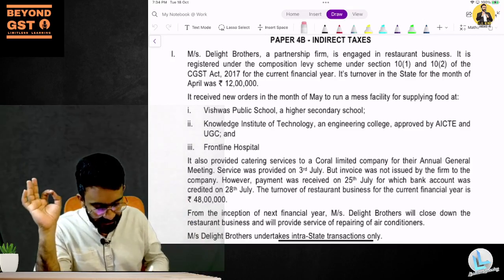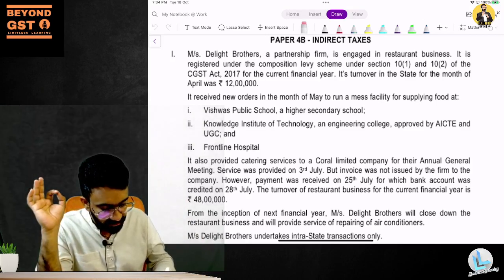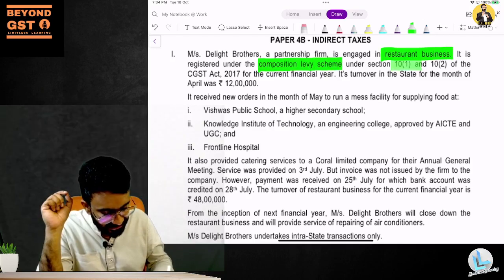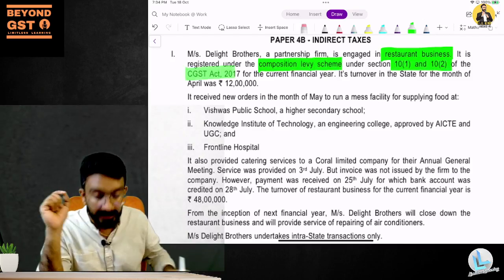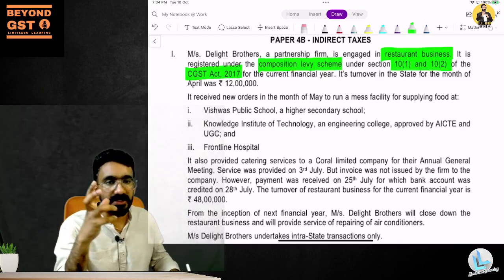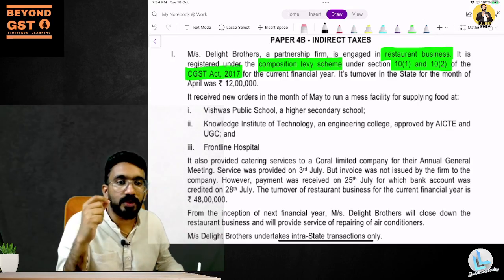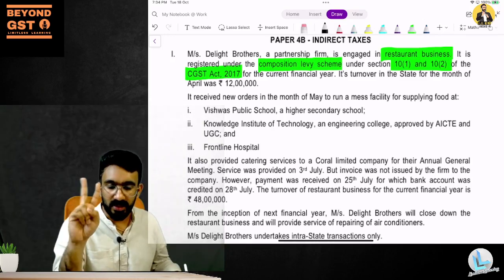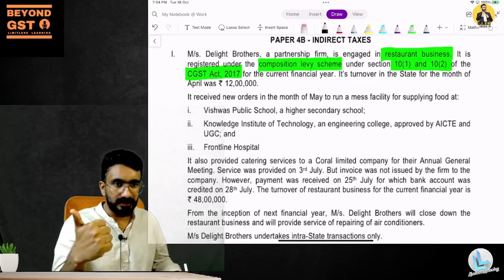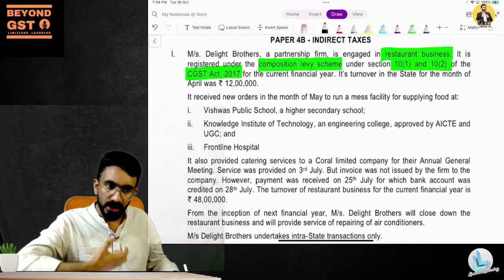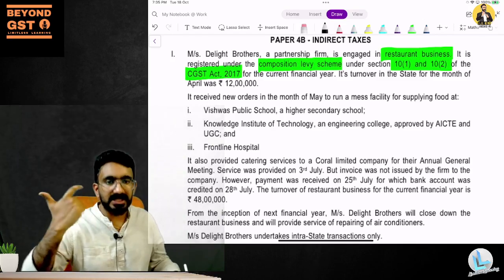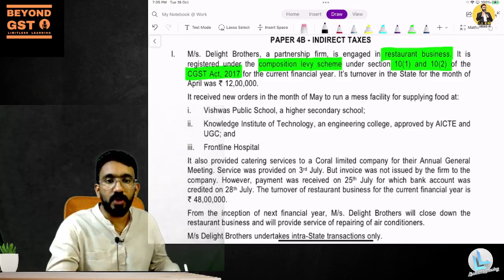Messrs. Delight Brothers, a partnership firm, is engaged in restaurant business. It is registered under Composition Levy Scheme under Section 10(1) and 10(2) of CGST Act 2017. My first question would be is this: can a restaurant opt for Composition Levy Scheme? See, there are two type of Composition Levy Scheme people will talk about. One is 10(1), 10(2), which is this composition levy scheme in normal cases, like where you pay, if you're a manufacturer, 1% GST if you opt for composition levy scheme.